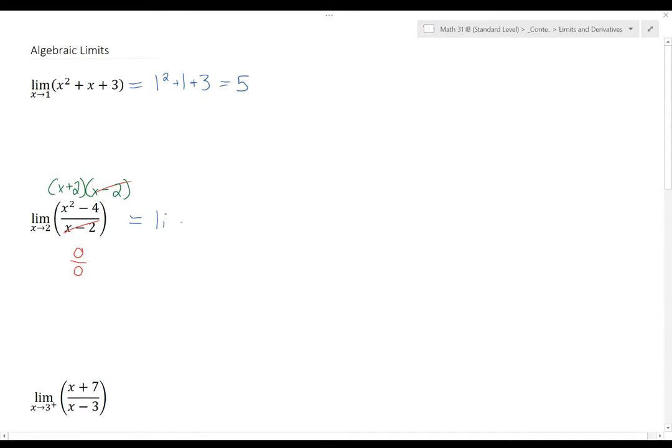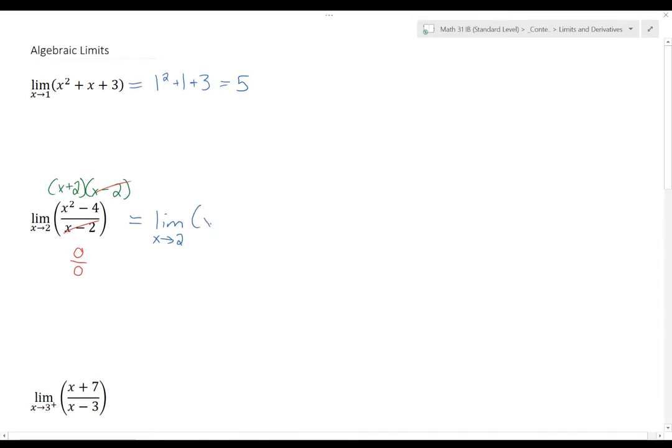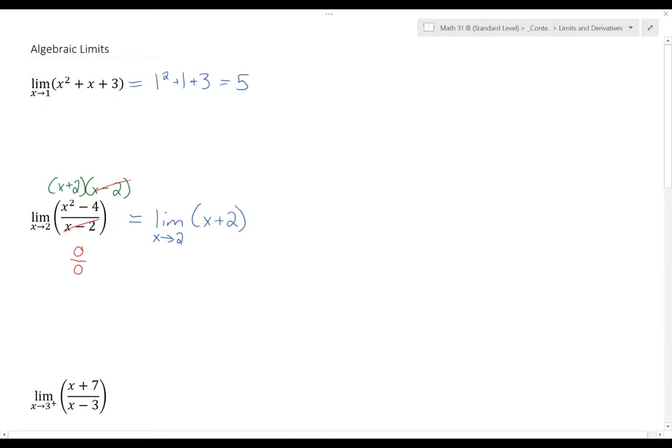But the nice thing here is I'm dealing with a limit as x approaches 2, so I don't have x equals 2. I have x as some non-2 value, close to 2, but not 2. So in these cases, these two limits are equal. The limit as x approaches 2 of x squared minus 4 over x minus 2 is equal to the limit as x approaches 2 of x plus 2, because those two expressions, x squared minus 4 over x minus 2 and x plus 2, are equivalent for every value of x except 2.